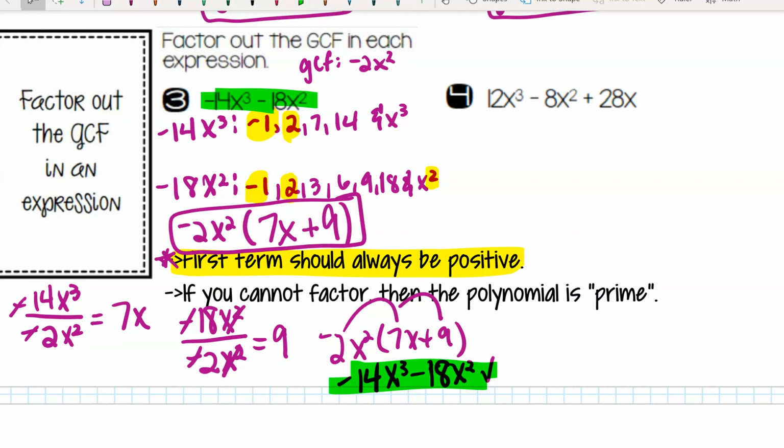So I want you to go ahead and try number 4 on your own. I want you to find your GCF. Okay, so you're going to find your GCF, and then you're going to factor. So you have 2 parts to this. You're going to find your GCF for all 3 terms, and then you're going to factor the expression. So go ahead and do that now.